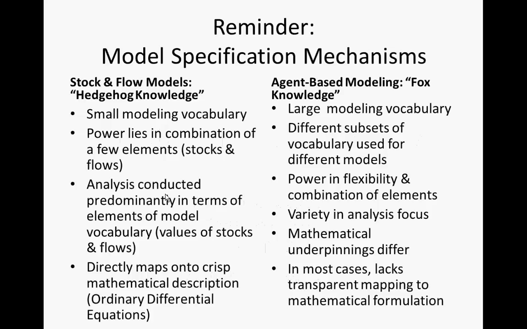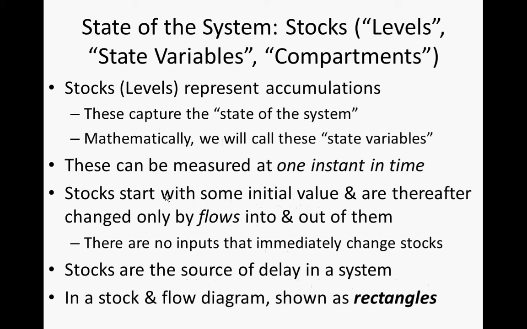Okay. So we're going to be talking today about stocks and flows at the first level and building up some basic intuitions with them. So the two elements of this vocabulary that are most important, the two critical elements, are stocks on the one hand and flows on the other. Now, stocks go by several names: levels, state variables, compartments. We call them different things in different sub-areas of related disciplines. In system dynamics, the preferred term is stocks.